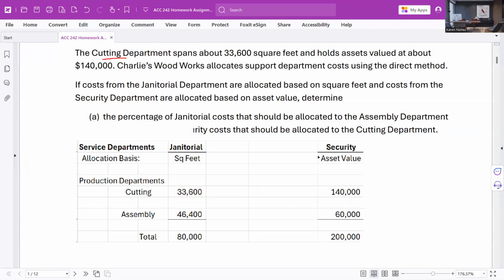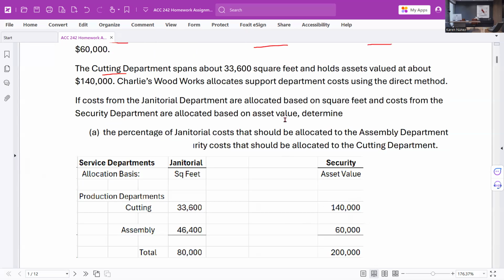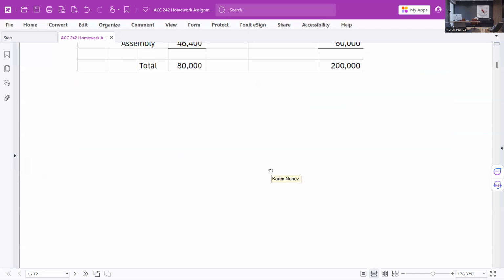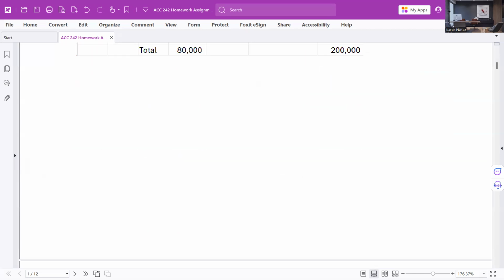And all we want to know is the percentage of cost. We don't actually have the cost. They didn't give us that. If we had the costs, well, then we could allocate. We just need to determine the percentage of costs that should be allocated to these production departments based on how they're using the cost driver, right? The allocation basis, the square footage, and the asset value. So I've got that set up in another table.